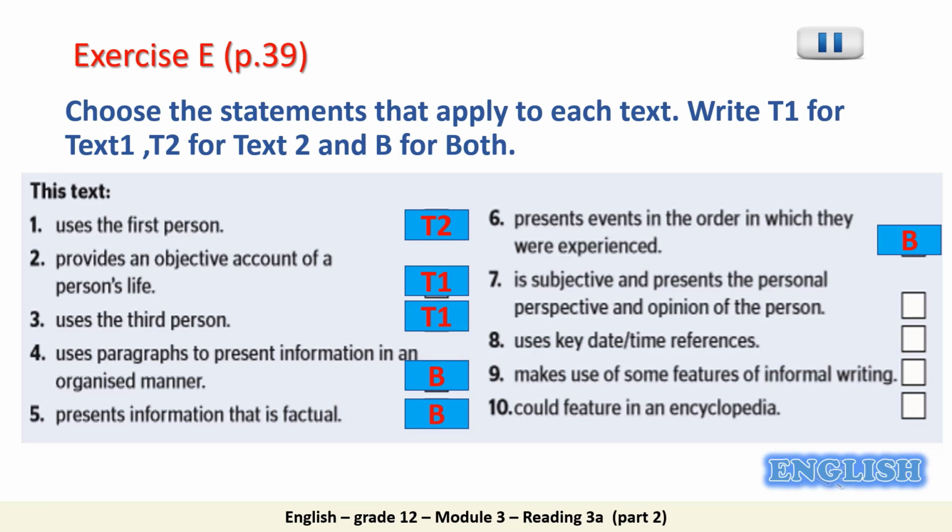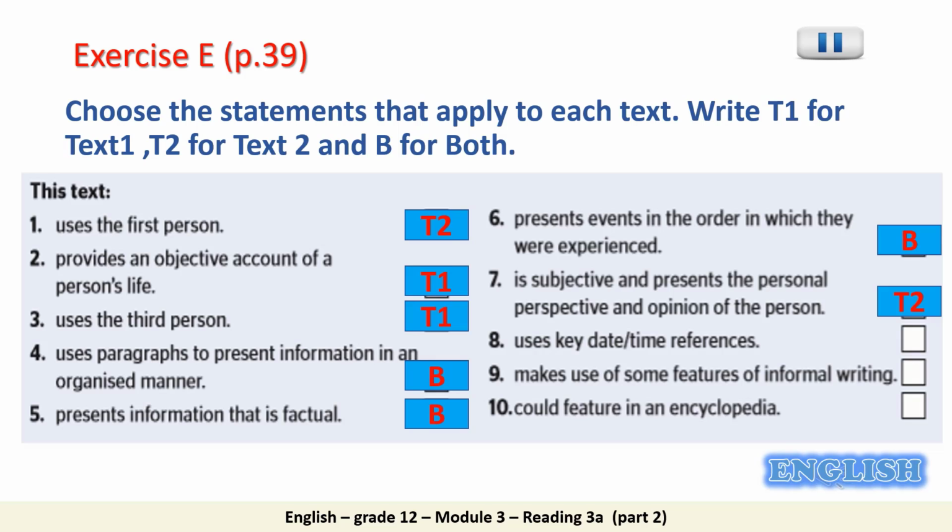Which text is subjective and presents the personal perspective and opinion of the person? The word subjective is opposite to the word objective, which means that the author or the writer is influenced by personal feelings and opinions. I suppose you know the answer. It is text 2 about Salman Singh.